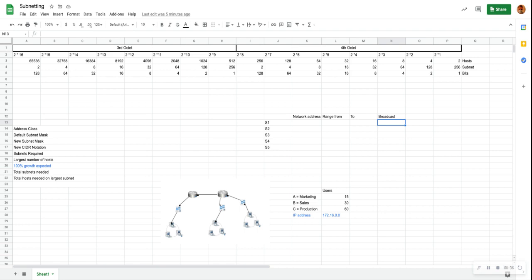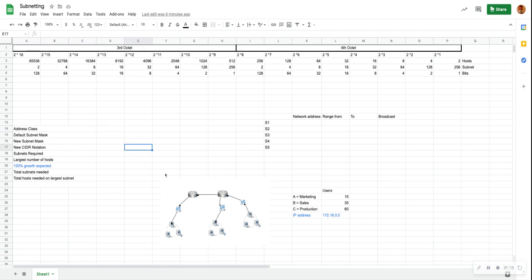Okay, so this spreadsheet may seem a bit complicated, but again, I like to use spreadsheets to showcase it because it's an easy way to lay out the numbering. Down here, we've got a diagram of a network, and this is the information we've been given. We've got 3 teams: a marketing team, a sales team, a production team, and we've been given an IP address of 172.16.0.0. We've also been given the number of hosts that are going to appear on each network, and these are the questions here on the left hand side that we need to answer.